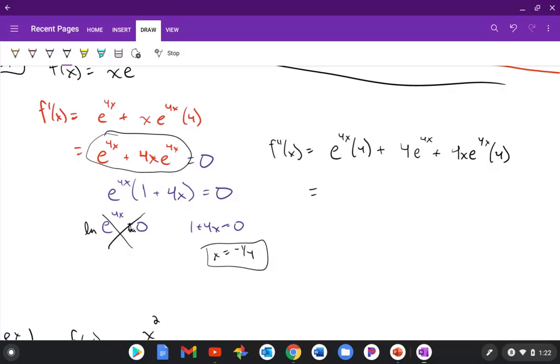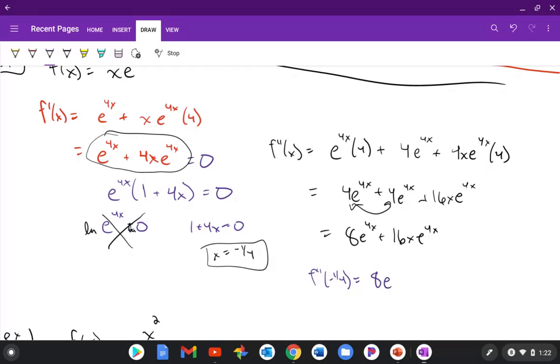But let's clean it up a little bit. We get 4 e to the 4x plus 4 e to the 4x plus 16x e to the 4x. These two we can actually combine to make 8. So 8e to the 4x plus 16x e to the 4x. And then we can go ahead and plug in our negative 1/4. 8 times e to the 4 times negative 1/4 plus 16 times negative 1/4 e to the 4 times negative 1/4.